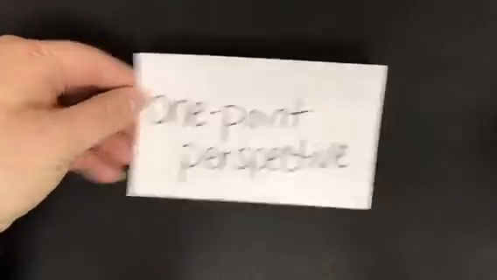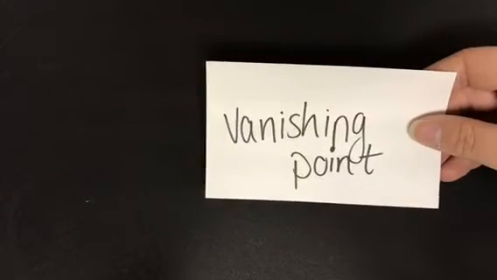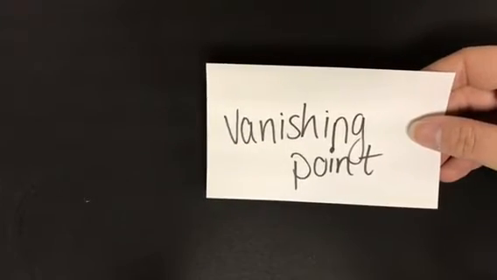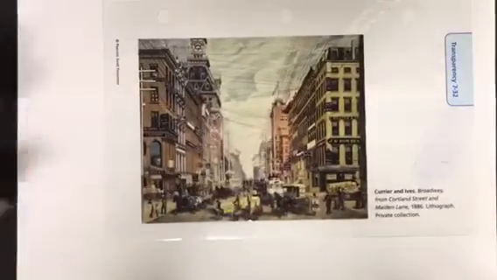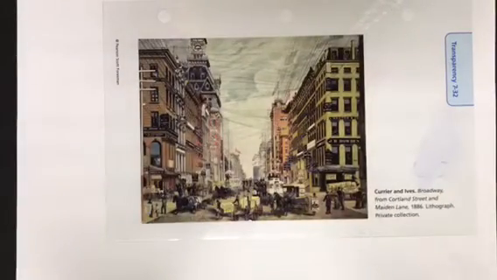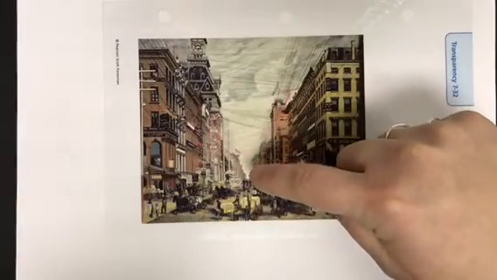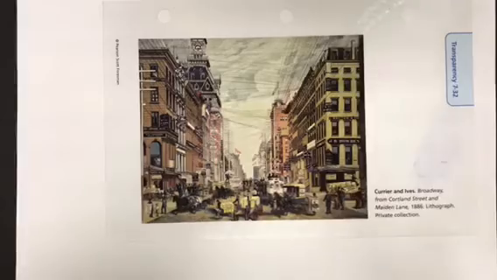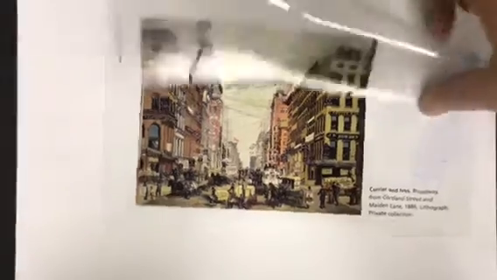To begin with, I'm going to introduce to you what a vanishing point is and show you how artists have used this in the past to create deep space. Here is an example of Pure Ives Broadway from Cortlandt Street and Maiden Lane in 1886. This is a print that was used. Notice how we have buildings that are going way back into the distance. They're creating deep space. This is being used through perspective.